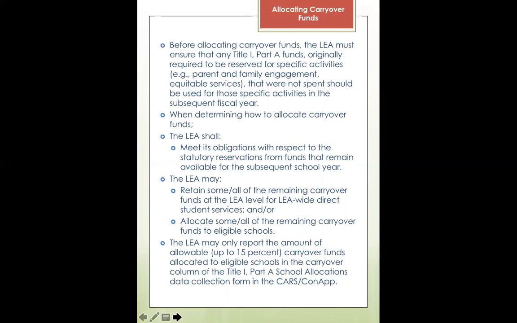And remember, those funds for reservations, they can be retained. You'll see the term, they can be retained for LEA-wide services, but keep in mind those are only for Title I schools. So the funds you reserve are only for Title I schools.